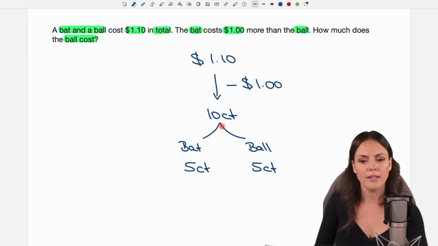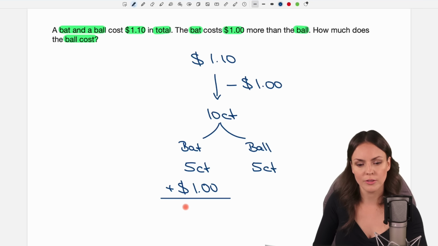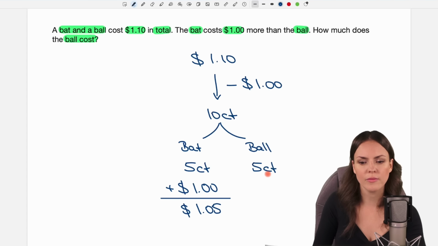So now I know the ball costs 5 cents, and for my bat, I have to add the $1 difference. So if I add my $1 here, I get a result of $1.05 for my bat, and my ball is 5 cents. And if I check this result now by adding these two, I really get my $1.10 in total.